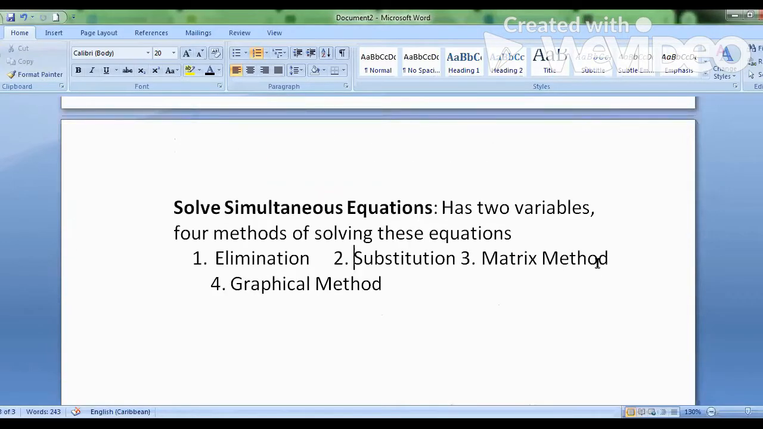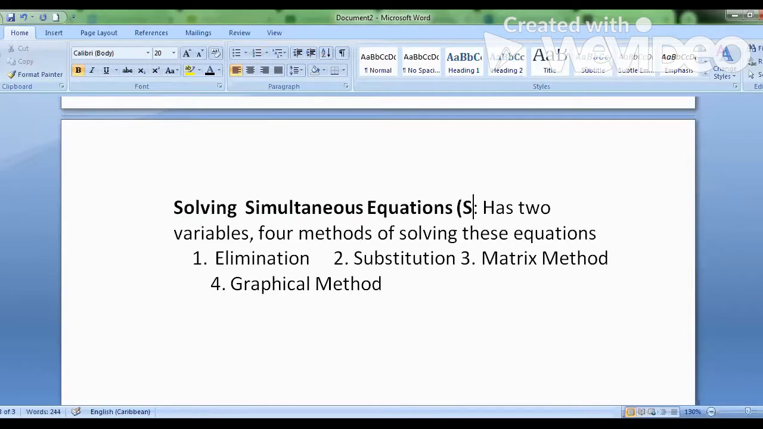Subtopic: solving simultaneous equations, or SEs for short. So a simultaneous equation has two variables.